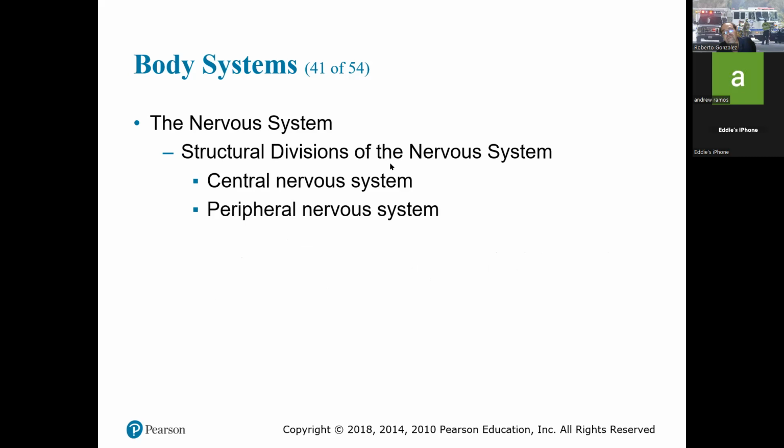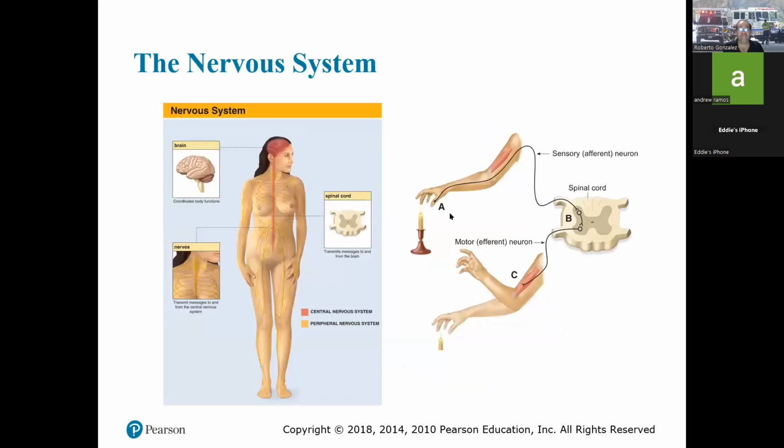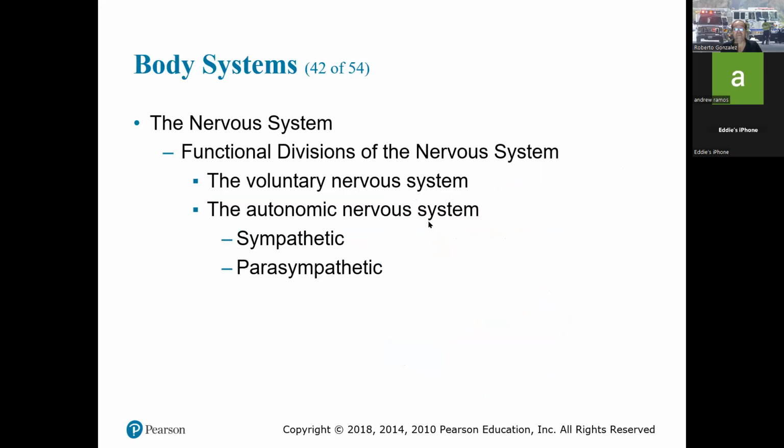Now, structural divisions of the nervous system. You have the central nervous system. It consists of the brain, spinal column, and the peripheral, which basically is everything else, your arms and legs. So this is part of your central nervous system. Again, the brain itself plus the spinal column, the spinal cord. The nervous system itself has neurons which basically sense stimuli and cause us to have a reaction.